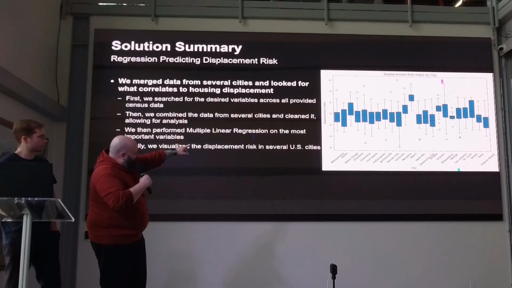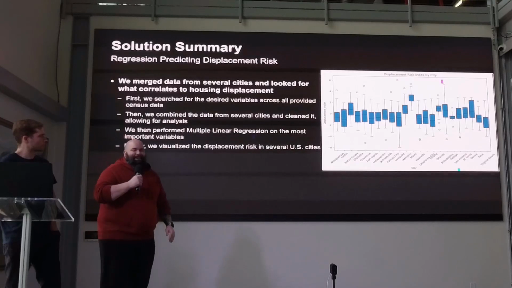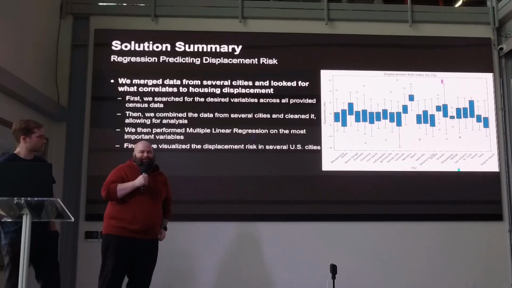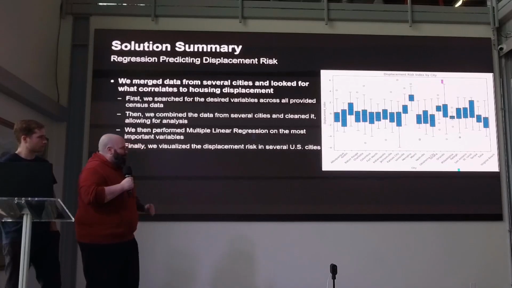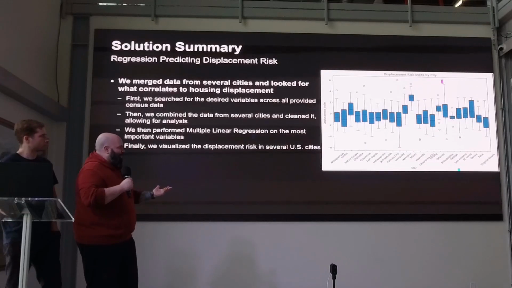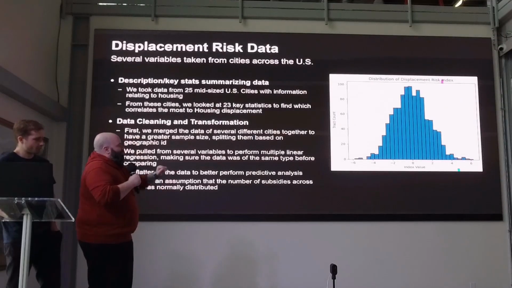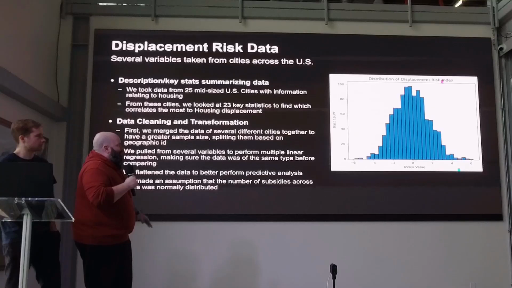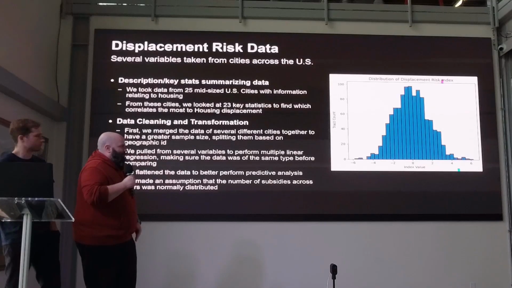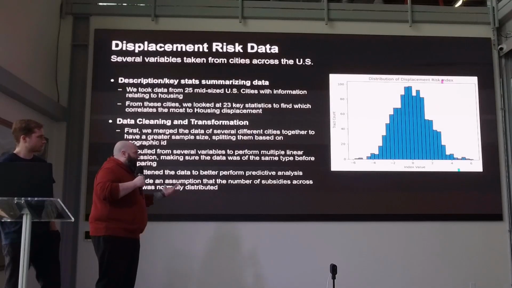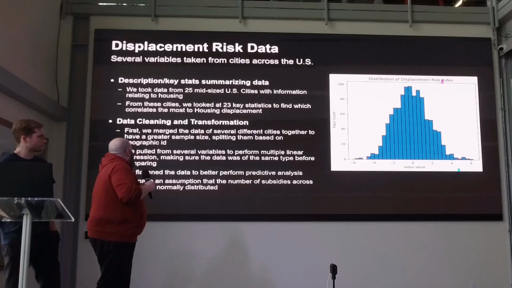The index itself goes from 6 to -6. That's my fault. I forgot to re-normalize afterwards to get it between 1 and -1. But 6 is more displaced, -6 is least displaced. And then this shows us the index values for each tract, how many tracts fall into each value. So we did get normalized data, which is why we decided to do the standard regression. So again, it was a good sign.